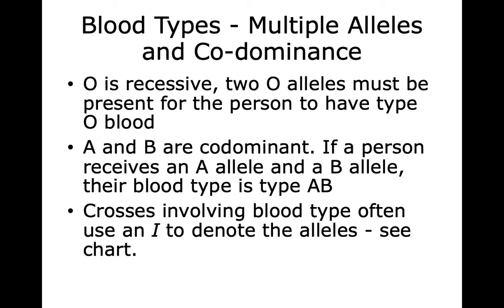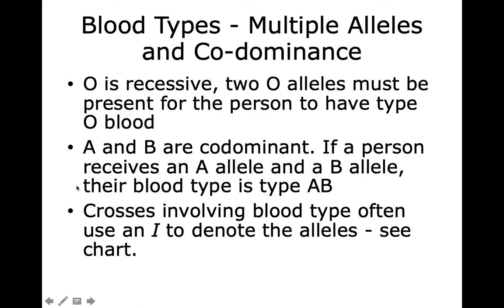So that means in order to be type A, you have to have 2 alleles of A or you can be AO. Or in order to be type B, you can be a B with another B or a B with an O, because A and B are both dominant over O. The only way to be type O blood is to have 2 O's.